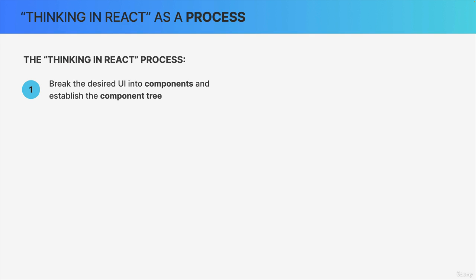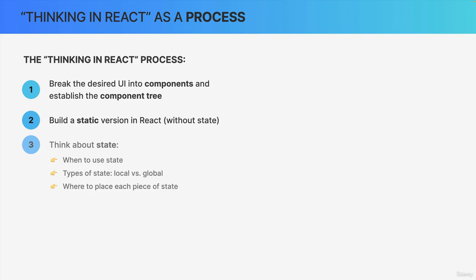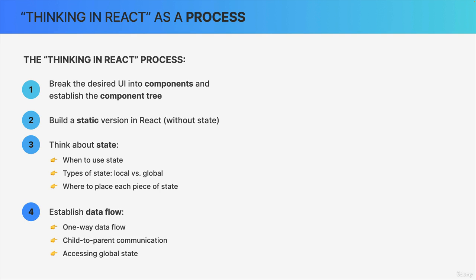After that, we can start by building a static version of the application, so without any state and interactivity. This is great, because by doing this, we do most of the coding up front before having to worry about state and interactivity. That part comes next, in step 3, where we think about state. Here we decide when we need state, what types of state we need, and where to place each piece of state. Then, finally, we think about establishing how data flows through the application.